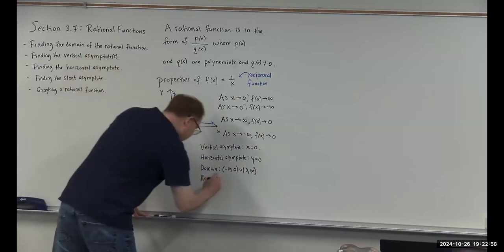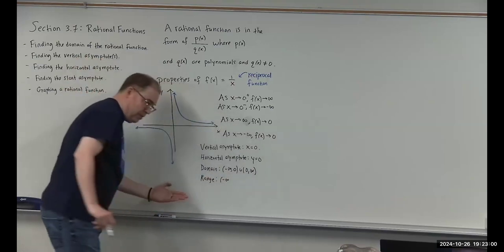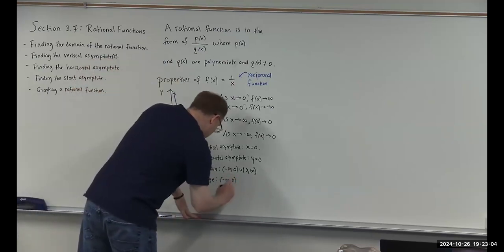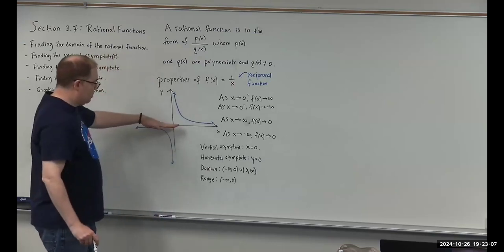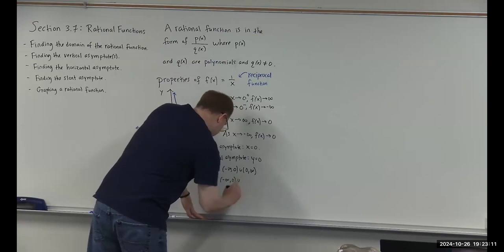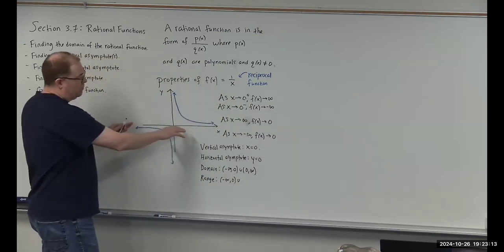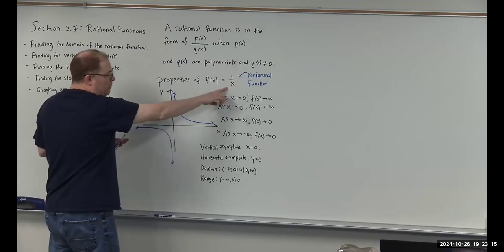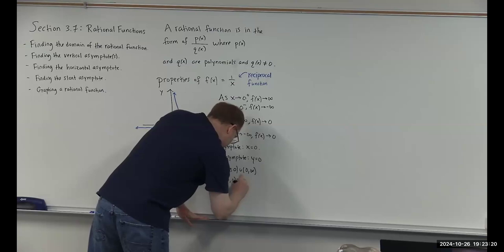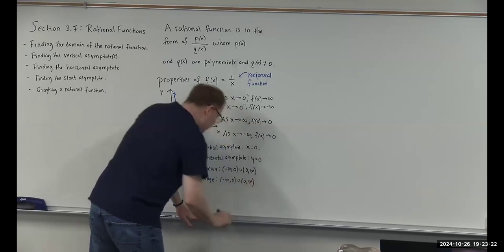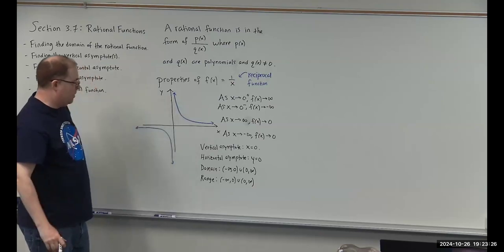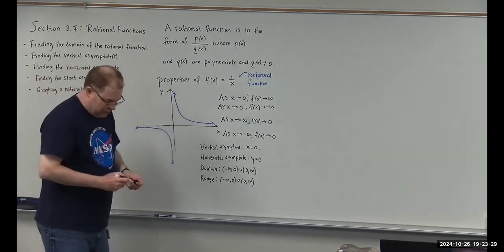The range is going to be from minus infinity. We start from the bottom, and then zero is not included there. Remember that there's a horizontal asymptote at y equals zero. So in other words, there's no x value that we can put in here that will give us zero. And so it's going to go from minus infinity to zero, then from zero to infinity.